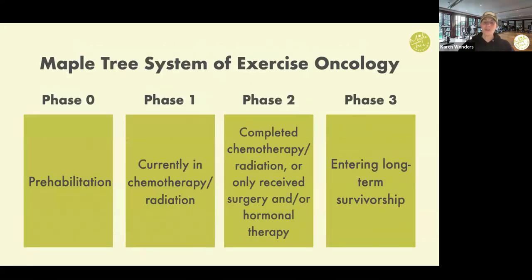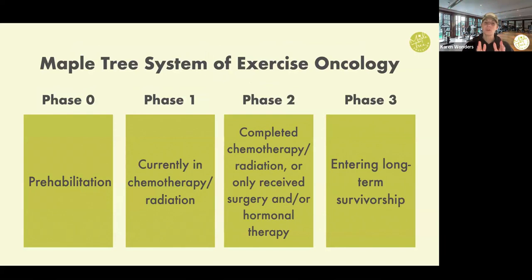Now, with Mapletree, what we do with our patients, and this just kind of helps us stay organized, and we use this information as we're putting together an exercise prescription, is we classify patients into phases depending on where they are in their cancer treatment journey. So we have a phase 0, which is the prehab phase. I'll get into what that means in a minute. We have phase 1. This is someone who's currently in chemotherapy or in radiation.